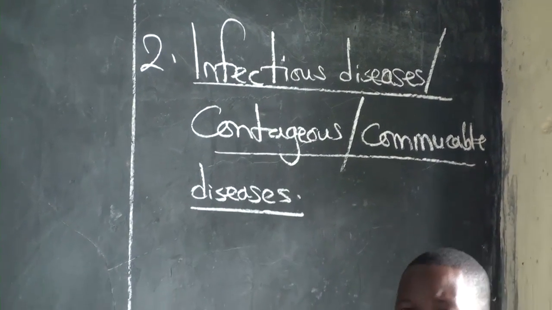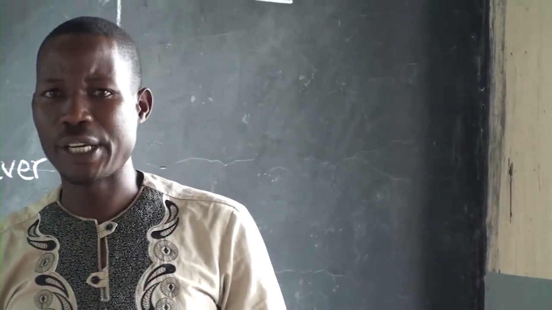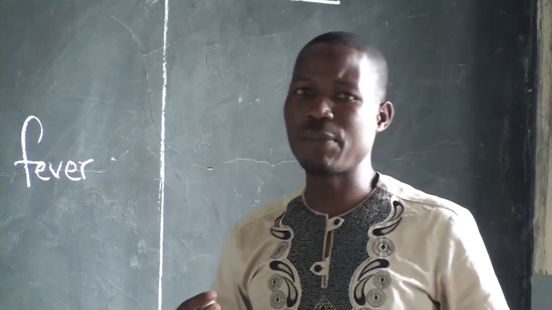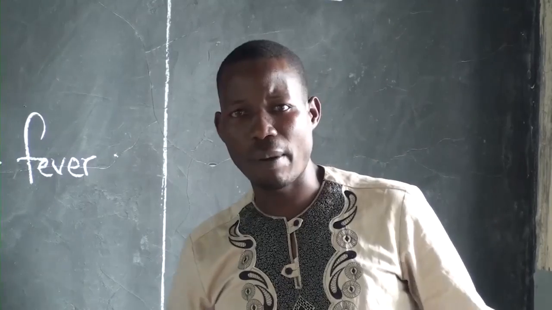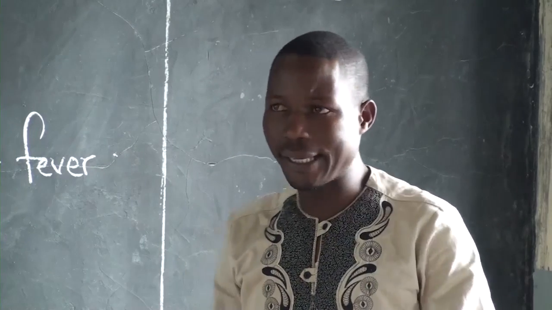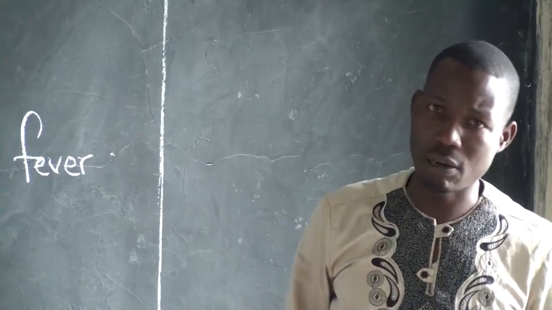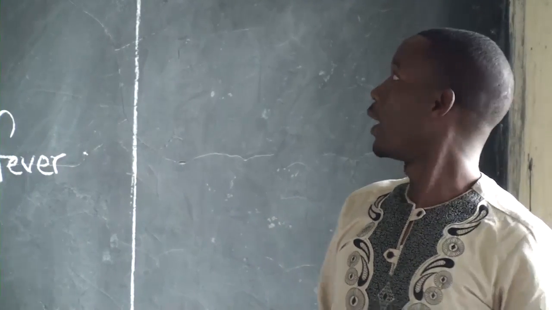So what we refer to as infectious or communicable disease, we simply mean this can easily be spread from one organism to another. So this becomes infectious. For example, when you come into contact with a friend or another person and you can get it, that means it's infectious. It can be airborne or it can be through body contact. So those are called infectious diseases.